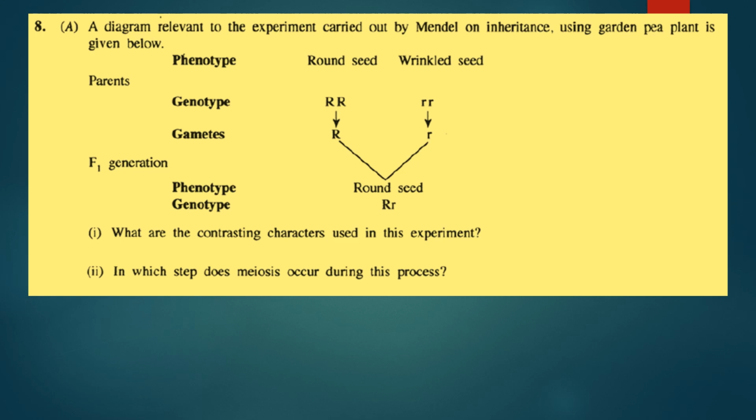Part 1. What are the contrasting characters used in this experiment? Round seeds and wrinkled seeds are the contrasting characters. You can earn 2 marks. Part 2. In which step does meiosis occur during this process? When forming gametes. You can earn 1 mark.